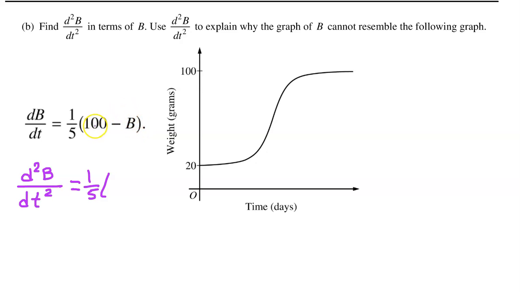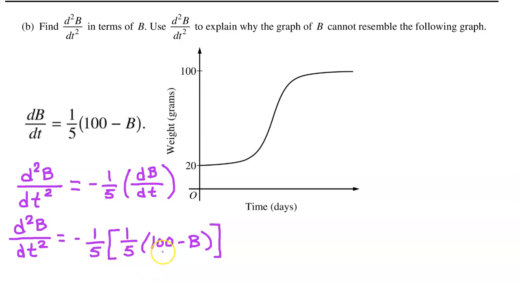But the derivative of 100 is 0, so I write nothing. Next we run into a minus sign, which is another constant that I just bring down. Finally, the derivative of B is dB/dt. Let's move this negative sign out to the front. So now we have this, but dB/dt is equal to this expression. So let's make that substitution.